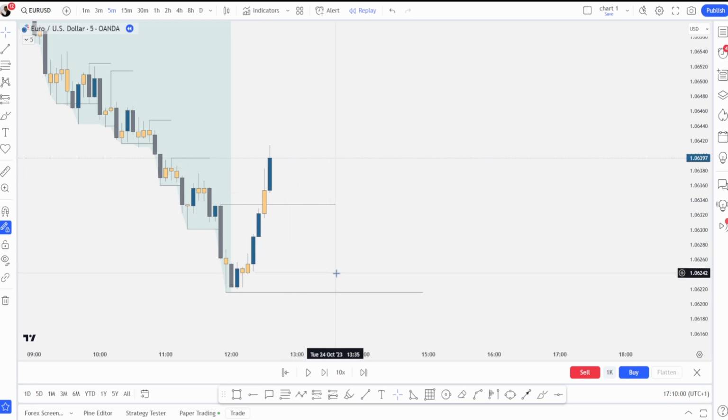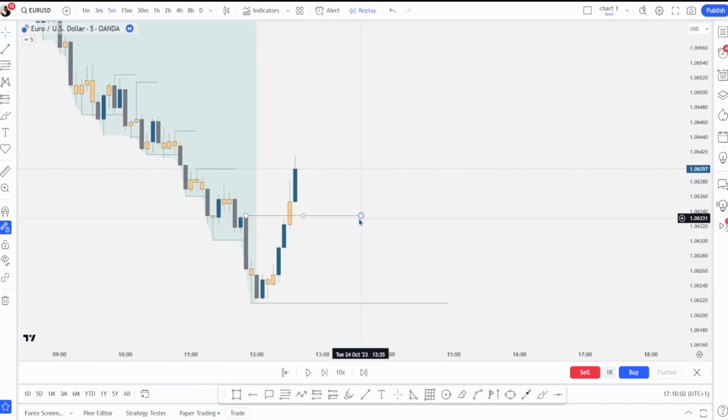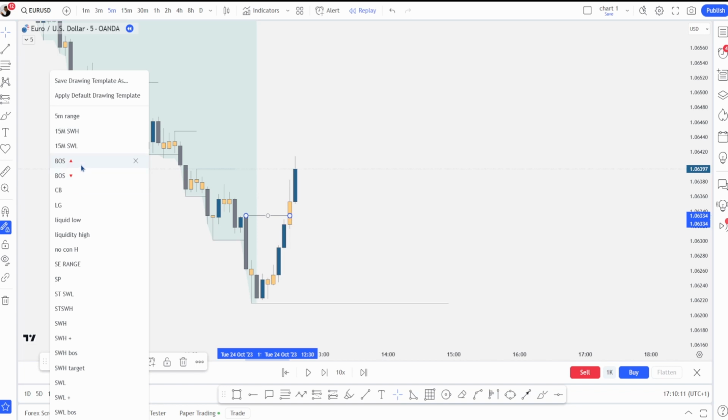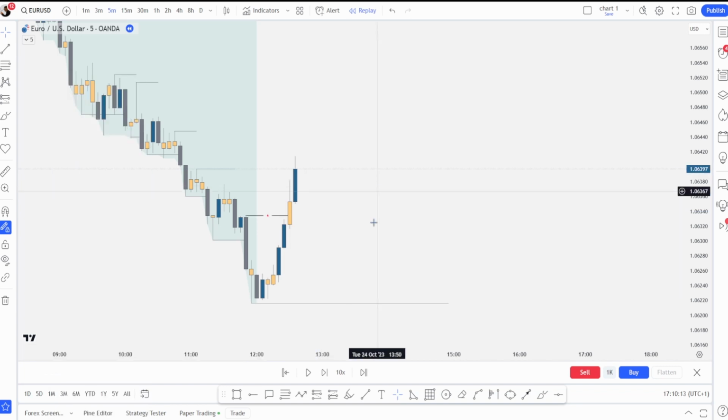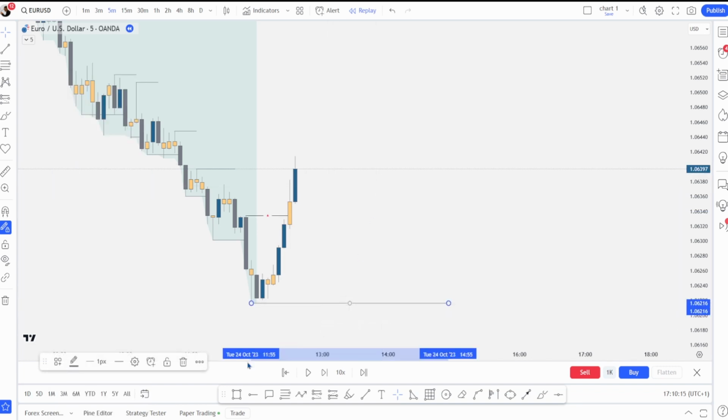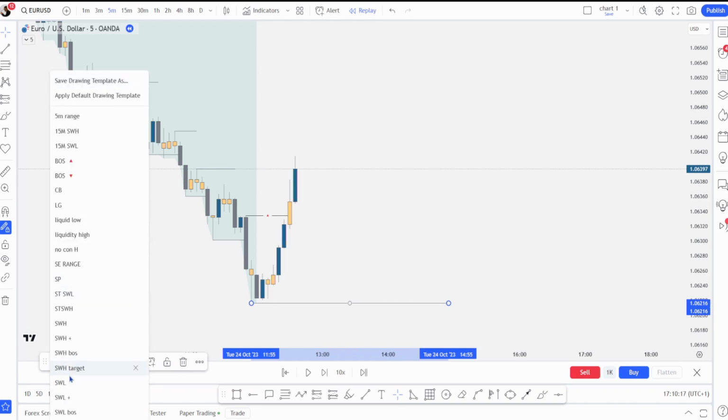Okay, we've closed out above. Perfect. So we now have our first break to the upside, after a lot of ranges to the downside. So we now have a swing low here. Okay, so we can mark that as swing low.